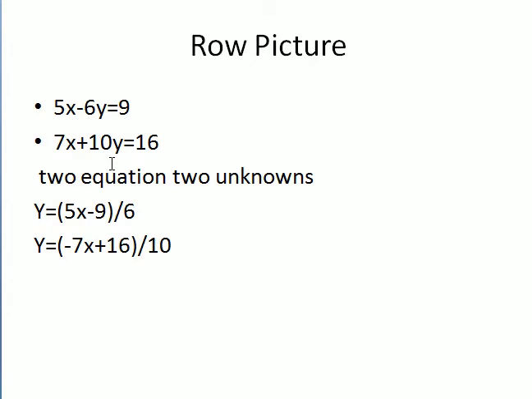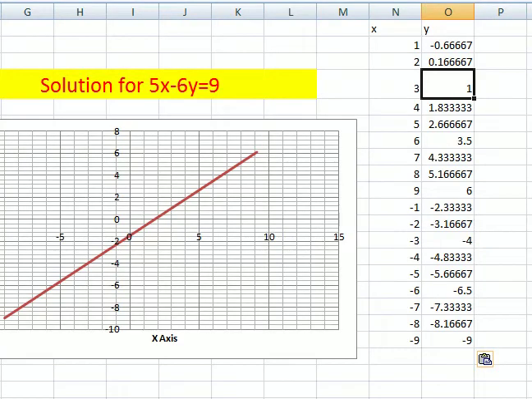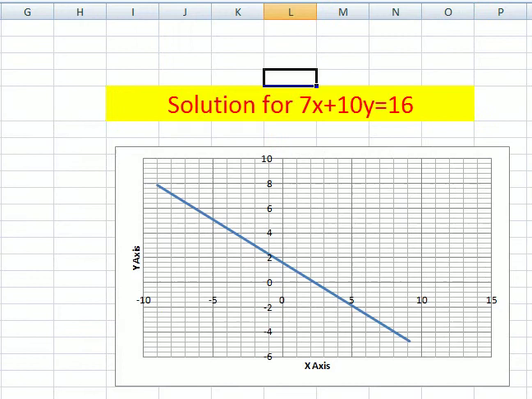7x plus 10y is equal to 16. This is the second equation. In the same way, I have converted the second equation into a function of x, where y is equal to minus 7x plus 16 by 10. From this equation I have simplified. Okay, so now the solution for this equation.